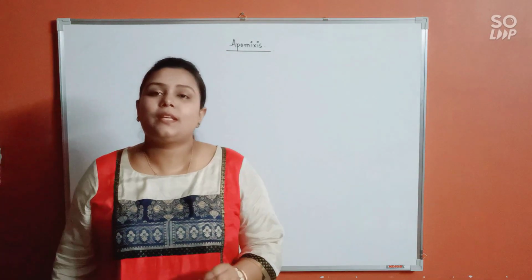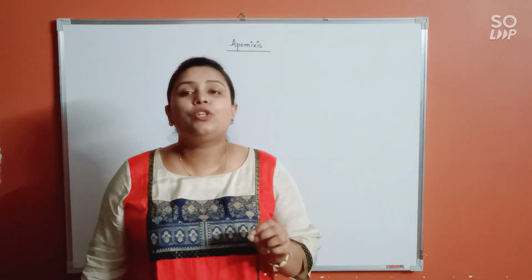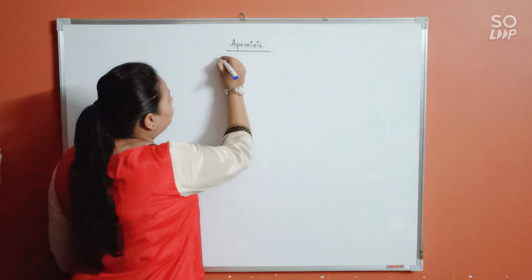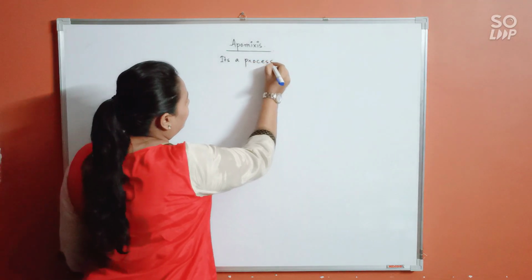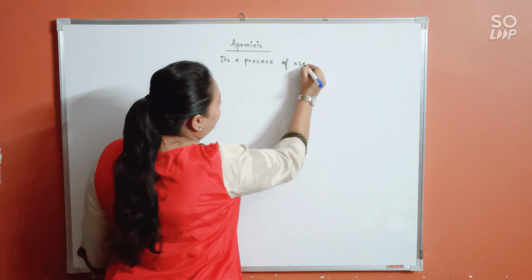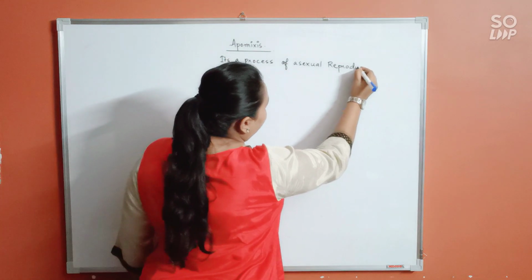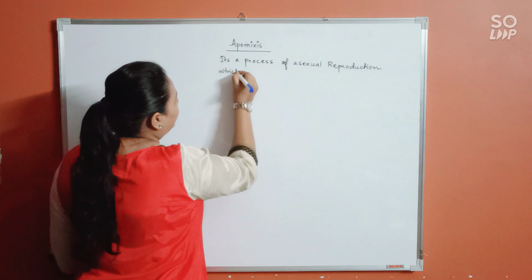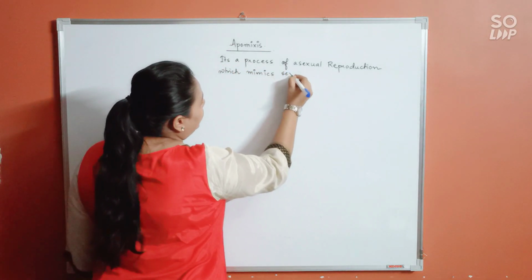Now apomixis is hence also termed as a type of asexual mode of reproduction which mimics sexual reproduction. Alright, so it's a process of asexual reproduction which mimics sexual reproduction.